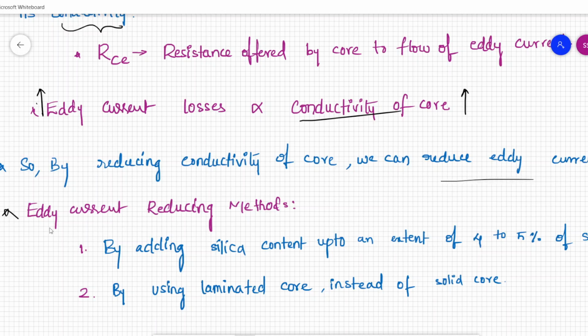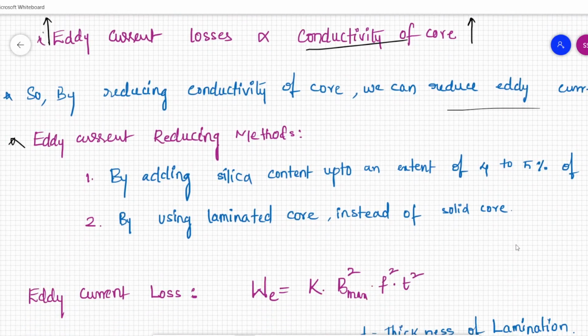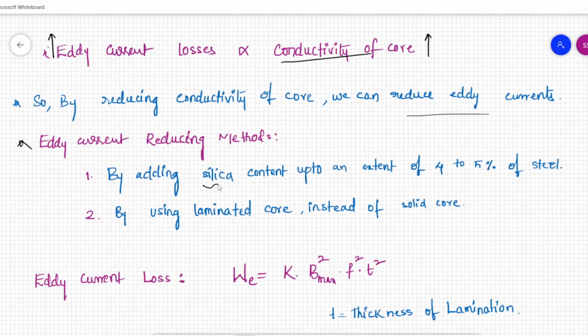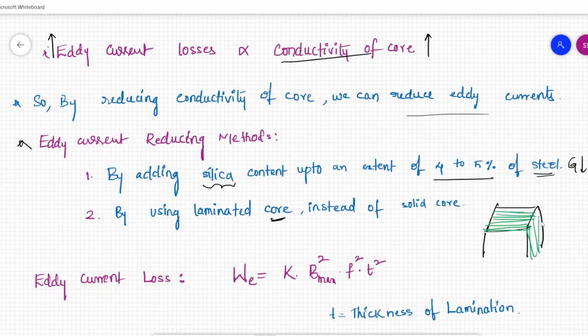So how can you reduce eddy current? How can you reduce the conductivity of the core? That is possible by adding some percentage of silica to the core material: 4 to 5% of silica is added to the steel material, so the conductivity of the material will reduce. The second method is by using a laminated core. We know that the core is not used as a solid core, it is a laminated core. That means the core is divided into small laminations, and the laminations are stacked together with insulation. When insulation is placed between the laminations, the current will not flow.